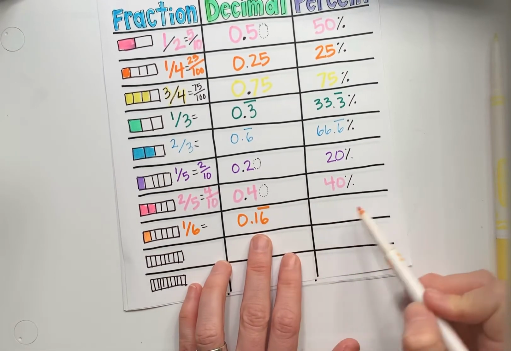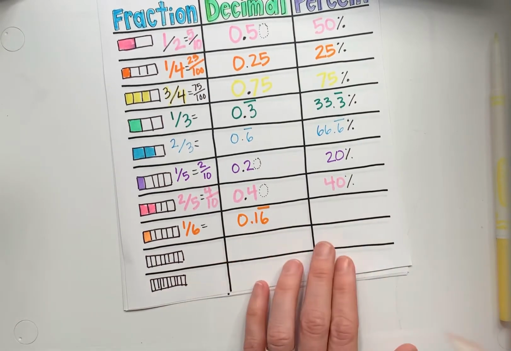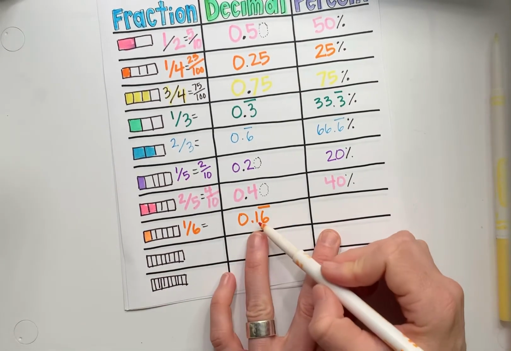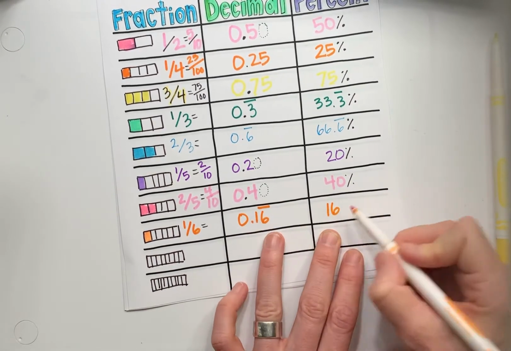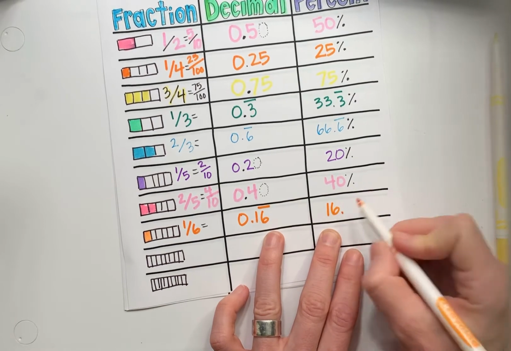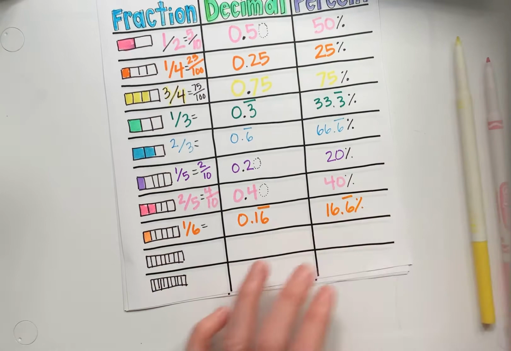So if this were to keep going, it would be 0.16666666666. And then as a percentage, that would be in the hundredths column. We have that 6, so it's going to be 16. And then I know it keeps going, so I'm going to add the 0.6 with the bar percent.